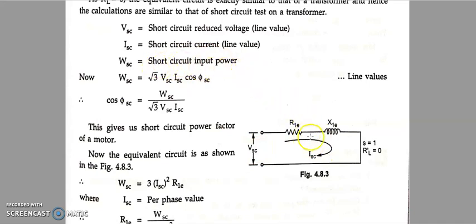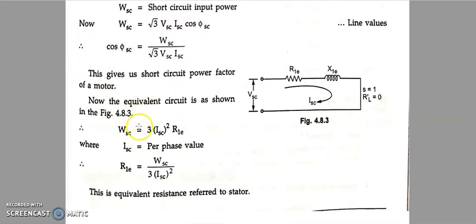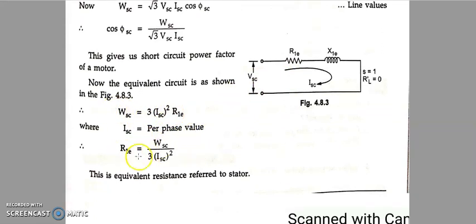So VSC is the short circuit voltage, ISC is the short circuit line current, WSC is the short circuit power. So WSC is equal to root 3 VSC ISC cos phi. And you can calculate the power factor during the short circuit. Again, we know the short circuit power is given by I square SC into R1E, multiplied by 3. Why do we multiply by 3? Because there are 3 phases, and ISC is the per phase value. Similarly, you can calculate R1E.